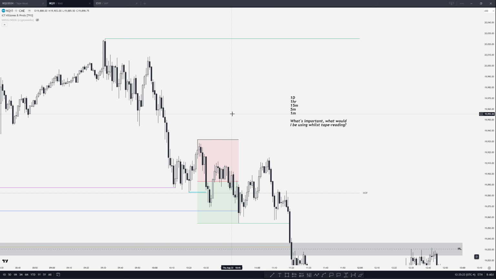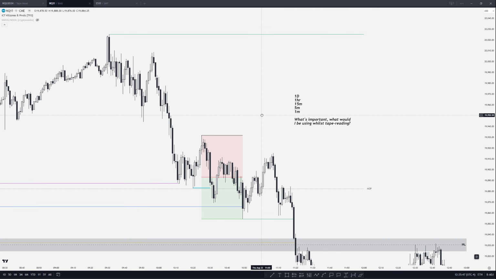15-minute chart, maybe here's my low resistance liquidity. Here's even further why my draw is there. And then when I drop down to the 5-minute and the 1-minute, you're going to be marking out what's important. So obviously entry, exit, distance to TP, all that kind of stuff. But also, what would you be using during tape reading? This is the most important part when you get to the lower time frames.